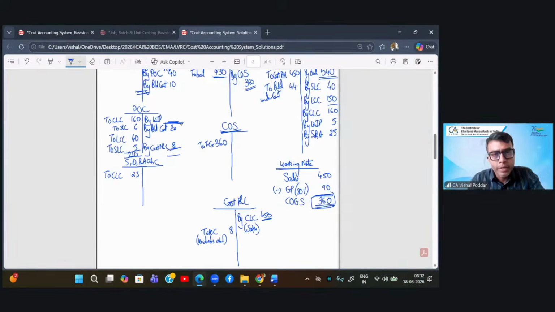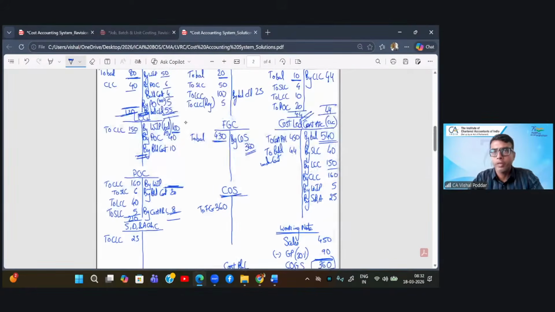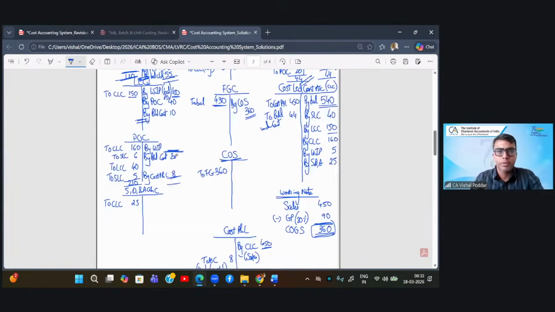And 210 minus how much? 20. This is 20, no? Building construction. Yes. So this is 20. I'll just write it properly. And this is 8. So 210 minus 28 is not 211. It is 28, no?